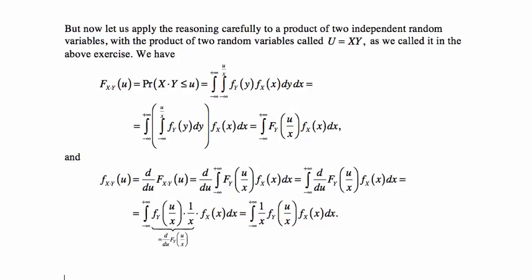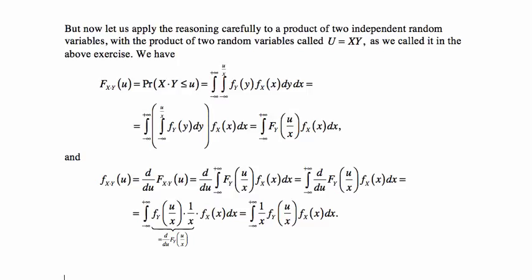So now let us apply the reasoning carefully to a product of two independent random variables, called u equal to xy, as we called it in this exercise. So we have F sub xy of u, that's the cumulative distribution function of a product, is simply the probability that x times y is less than or equal to u, which, again, we do the same thing. We let x run freely from minus infinity to plus infinity, and then y is constrained to be less than or equal to u over x, so it runs from minus infinity to u over x. And then we take the integral of the density to get the probability.